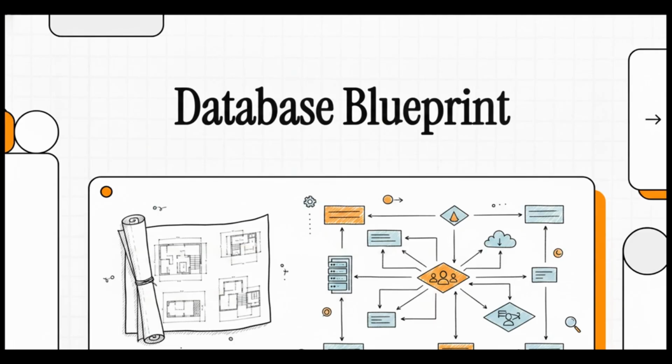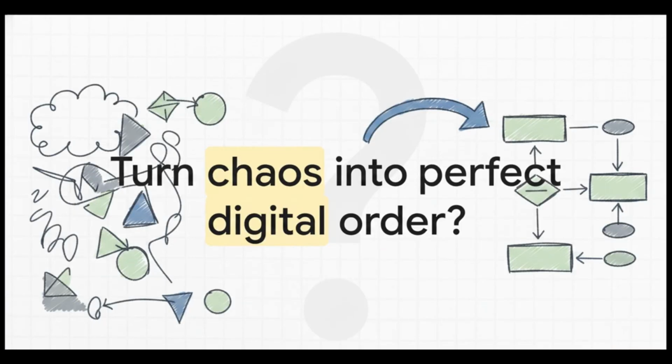You know, the stuff that simply has to be laid down before a single brick is placed or a single line of code is written. Okay, let's dive right in. So think about this. How do you actually turn real-world chaos into perfect digital order? It's a pretty high-stakes question, right?